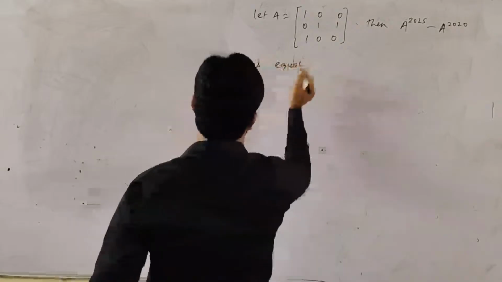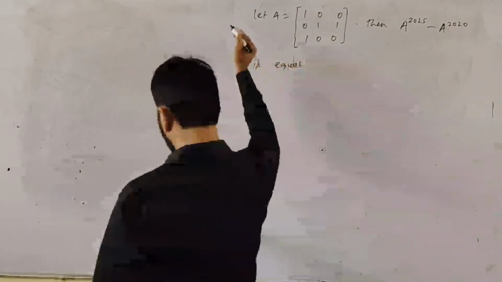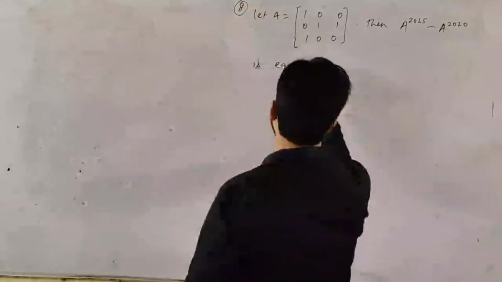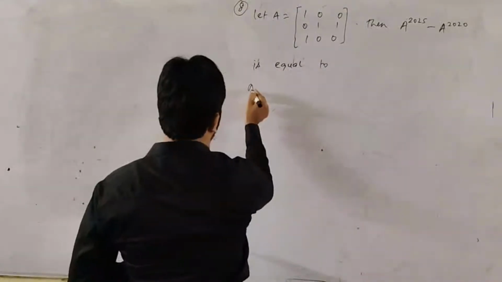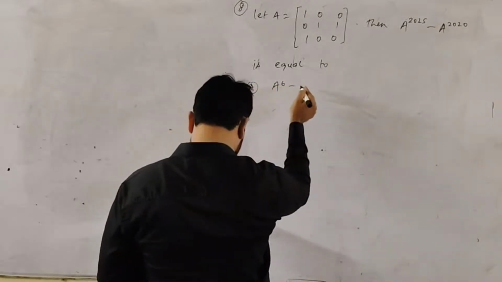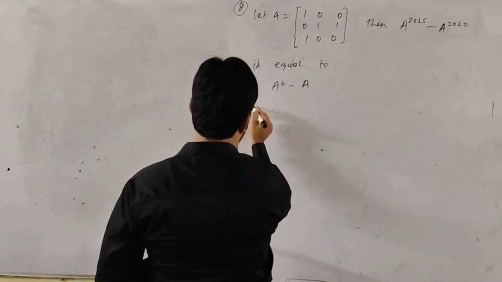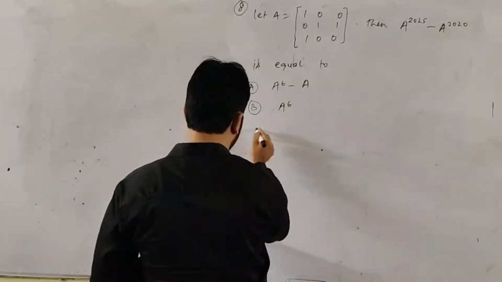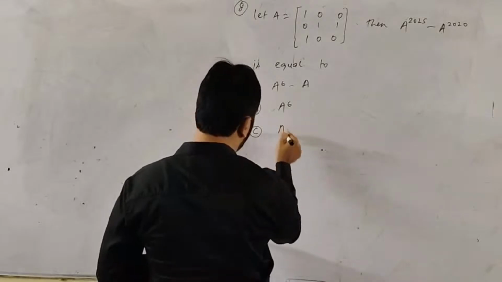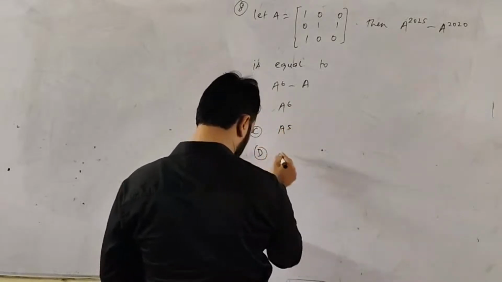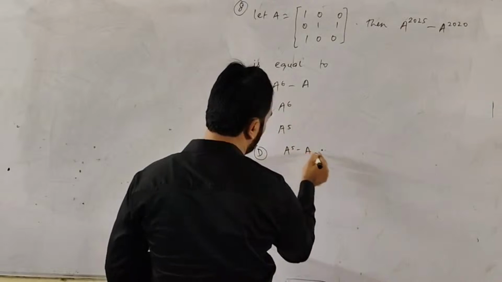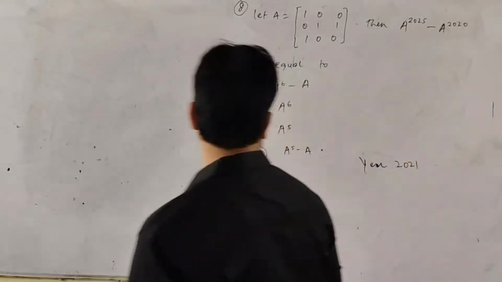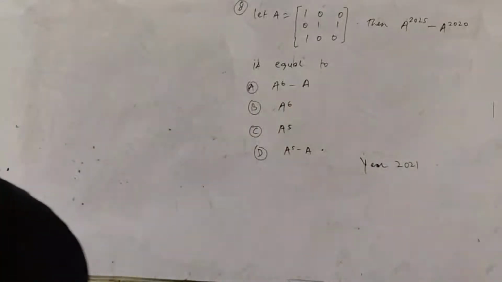So basically we can see it is the same as the previous one, right? Option A is A to the power 6 minus A. B is A to the power 6. C is A to the power 5 and D is A to the power 5 minus A. And this is from the year 2021.